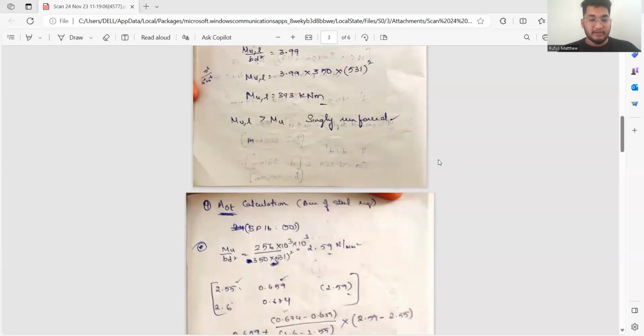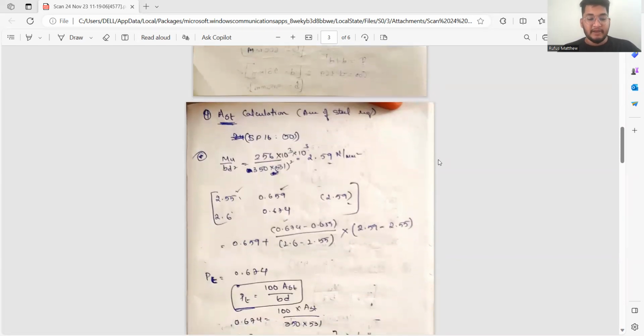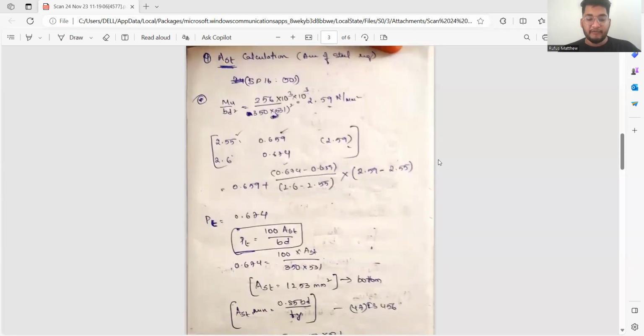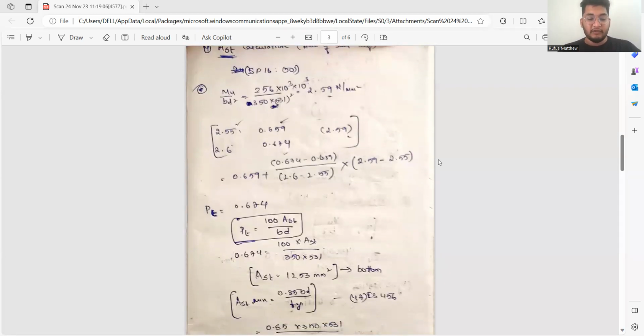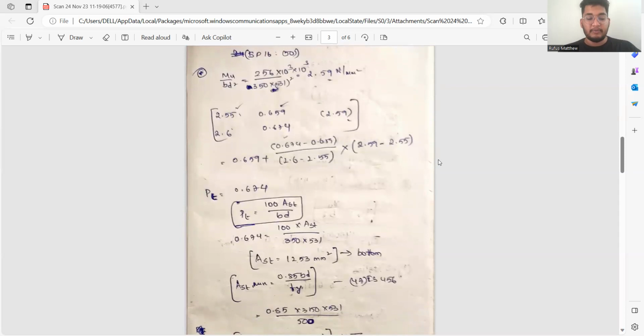Going to the next page. The fourth one is the AST calculation, that is the area of steel required. In SP16, page number 50, MU by BD square equal to 256 into 10 cube into 10 cube by 350 into 531 whole square. Then you will get the value 2.59 Newton per mm square.